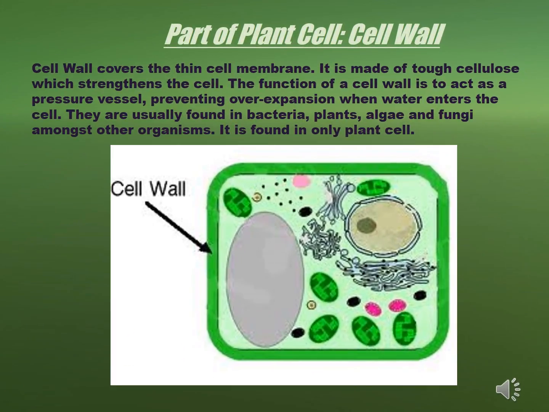Part of plant cell. Cell wall. Cell wall covers the thin cell membrane. It is made of tough cellulose which strengthens the cell. The function of a cell wall is to act as a pressure vessel, preventing overexpansion when water enters the cell. They are usually found in bacteria, plants, algae, and fungi amongst other organisms. It is found in only plant cells.